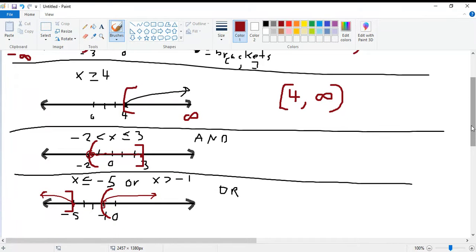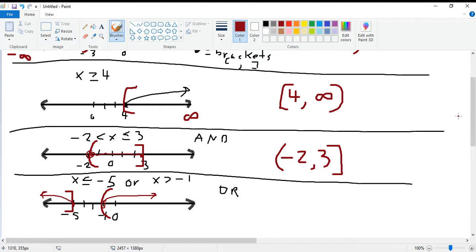Next, you might be noticing a pattern. It starts being shaded at negative 2, comma, it stops being shaded at 3. Negative 2 has a parentheses because it originally had an open circle, so we're going to put a parentheses on the negative 2. 3 has a straight bracket because it originally had the less than or equal to, which gave you the closed circle, so we're going to put a bracket on the 3.